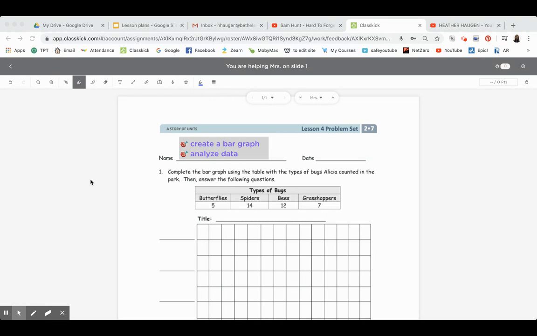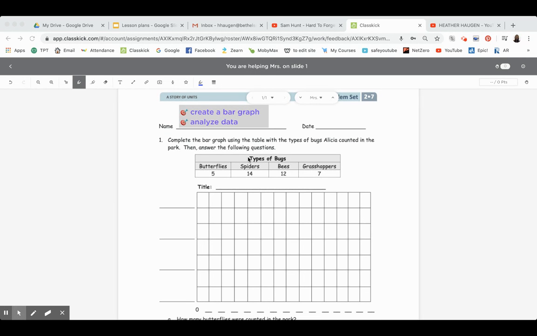So for number 1, it says, complete the bar graph using the table with the types of bugs Alicia counted in the park. Then answer the following questions. So here we go. We see our data table.